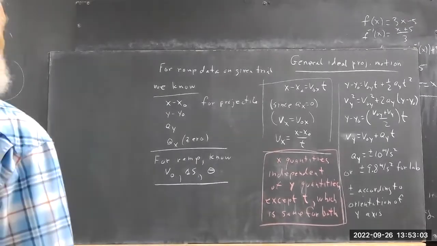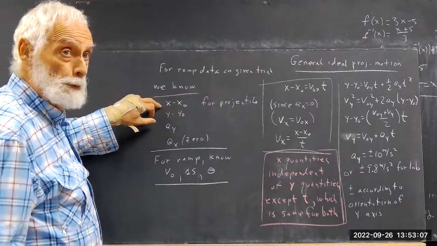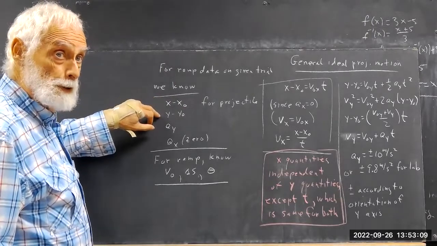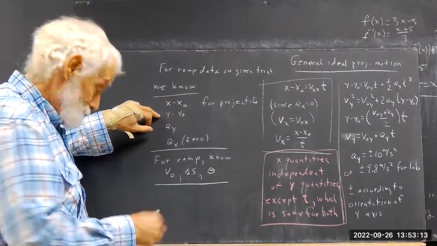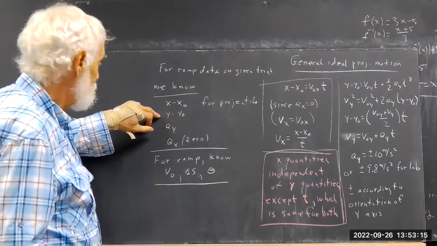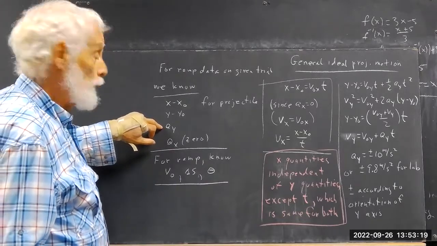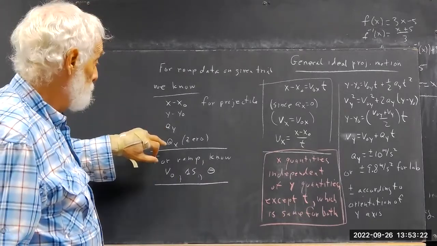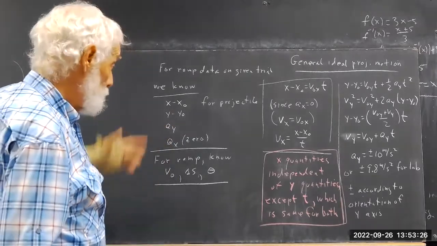Okay, just quickly. The ramp data on a given trial, we know the displacement of the projectile in the x direction, and the displacement in the y direction, after the instant that the projectile leaves the end of the ramp. We know the acceleration in the y direction, it's the acceleration of gravity. And we know that the acceleration in x is 0. Pretty much all we know.